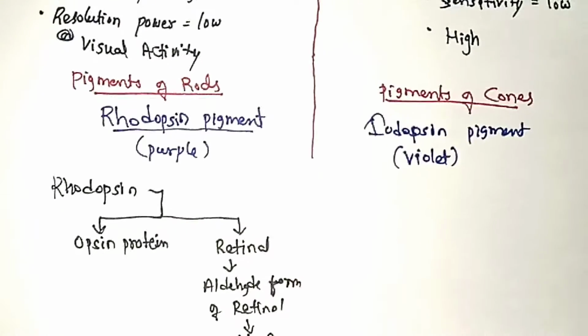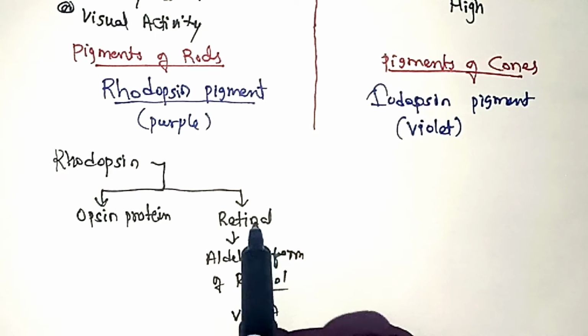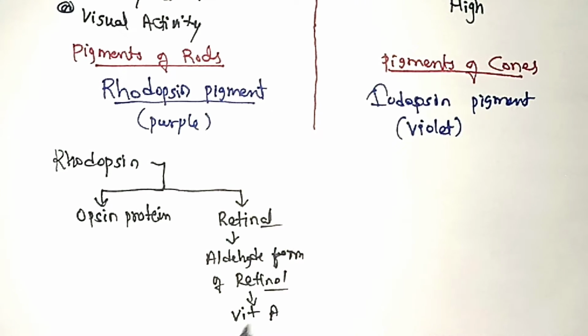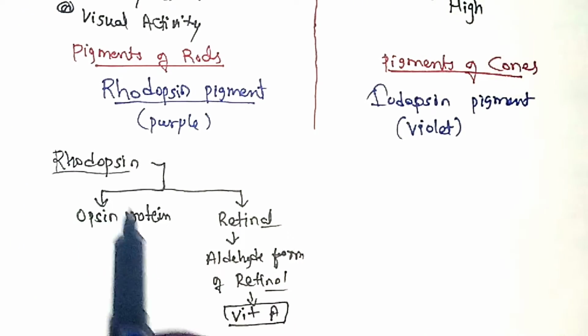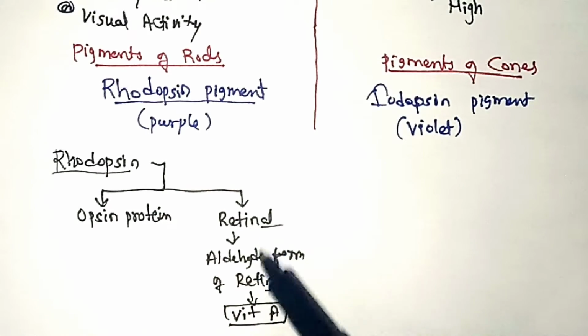Can you see? Yes, retinal is the aldehyde form of retinol. So here the difference is present, retinol being made from vitamin A. So rhodopsin is made up of opsin protein and retinal. Remember the difference between retinal and retinol.